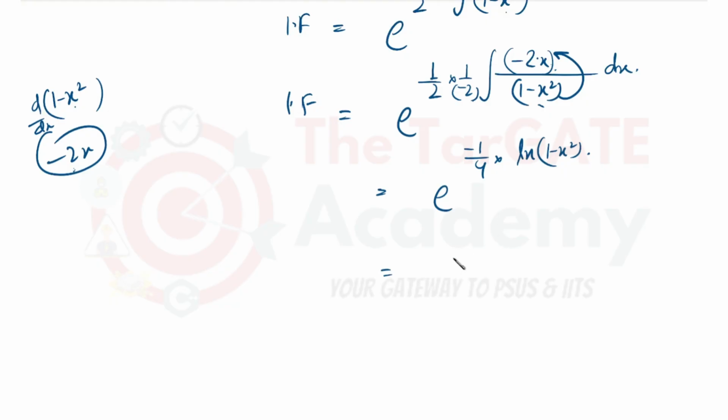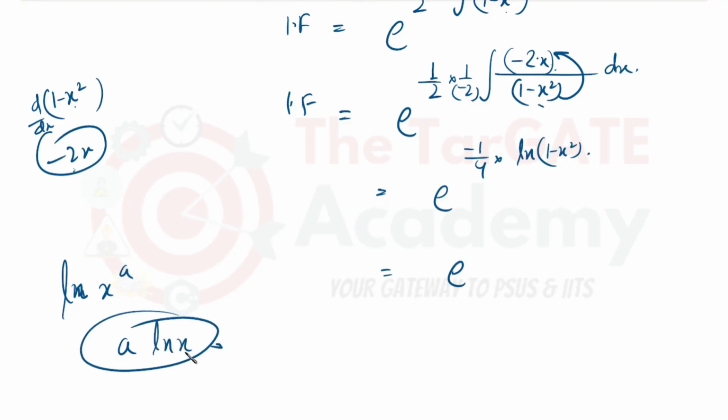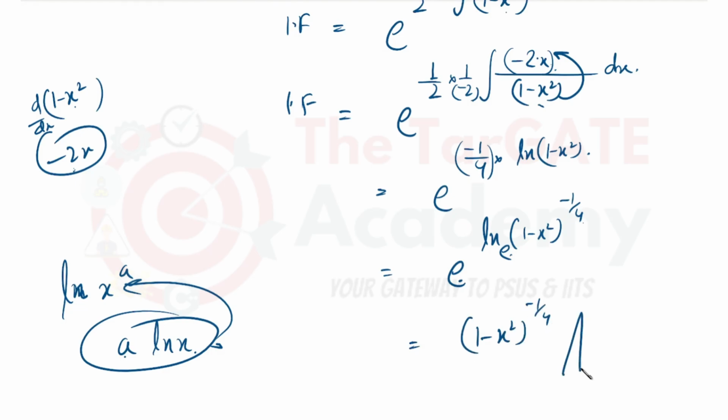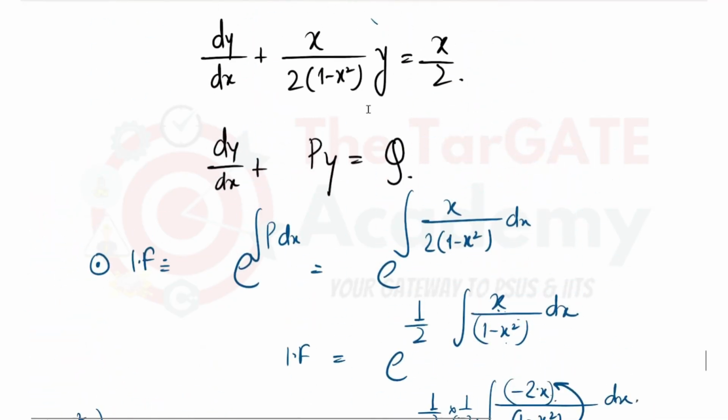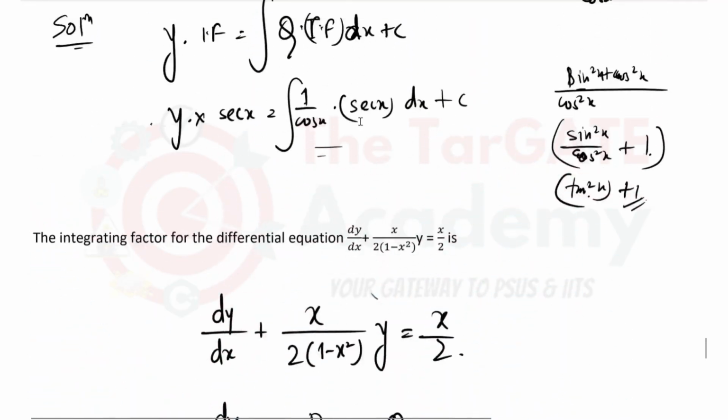सो आई विल हैव e to the power, मैंने क्या बताया था, ln ऑफ x to the power a, तो आई विल हैव a ln ऑफ x। a ln ऑफ x को हम लोग ऐसे लिख सकते हैं, तो बाहर ये -1/4 है, तो ln ऑफ 1 - x² का पावर -1/4 ऐसे लिख सकते हैं, बेस e, so I'll have 1 - x² to the power -1/4 answer. This is your integrating factor guys. Am I clear to all of you guys in this class? Yes or no?